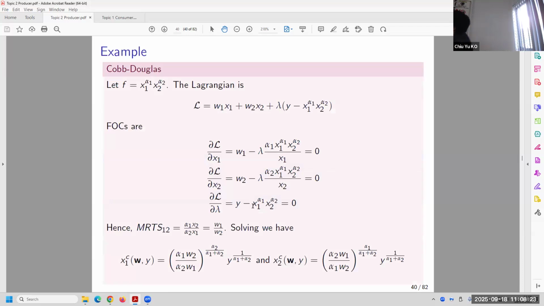So this example, the Cobb-Douglas, was derived to tell you how you can go from this to the end, right? And as I said, the red thing is something I expect you to know how to do, and you will see it in the assignment later.